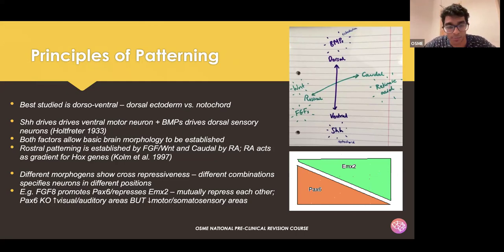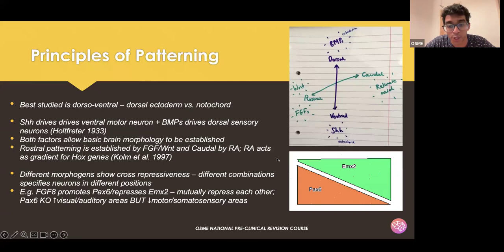Another really important principle when thinking about patterning, especially early patterning but also throughout neurological development, is cross-repressiveness within these morphogens. When you have different combinations of transcription factors, they specify a specific neuron to a position. So often these morphogens are repressing each other. This is an example that's quite commonly cited: you have FGF8, which promotes a gene called PAX6, and it represses another gene called EMX2. These genes also mutually repress each other.